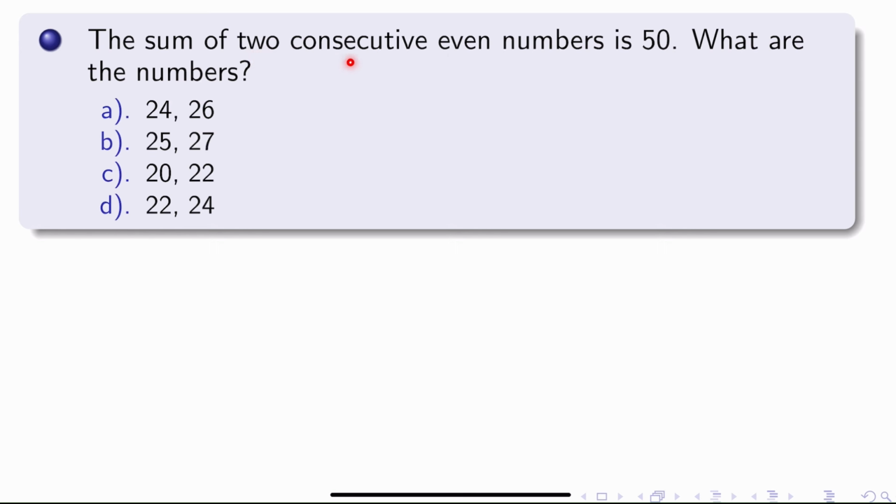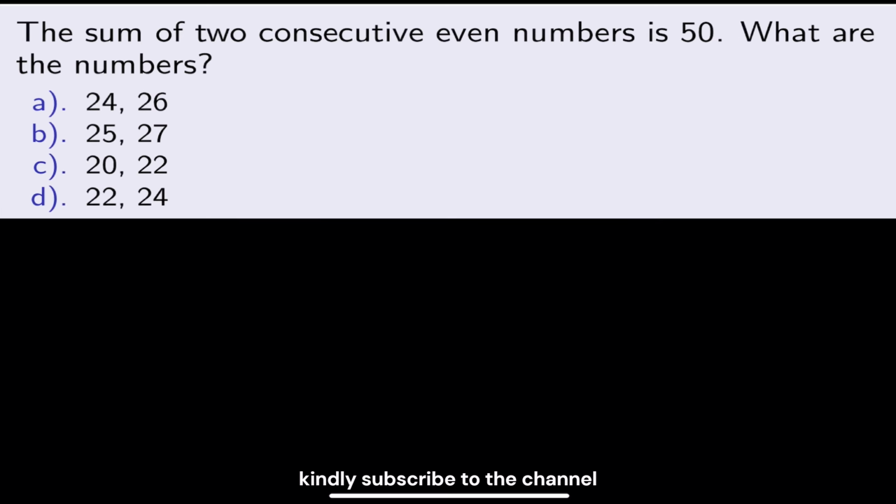The sum of two consecutive even numbers is 50. What are the numbers? To solve this question, we first have to know what an even number is. An even number is any number that can be expressed in the form of 2k, where k is an integer, right? Good. So now we are saying that in the sum of two consecutive even numbers.